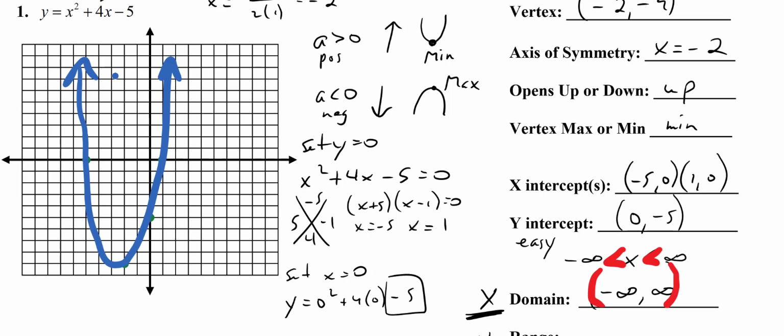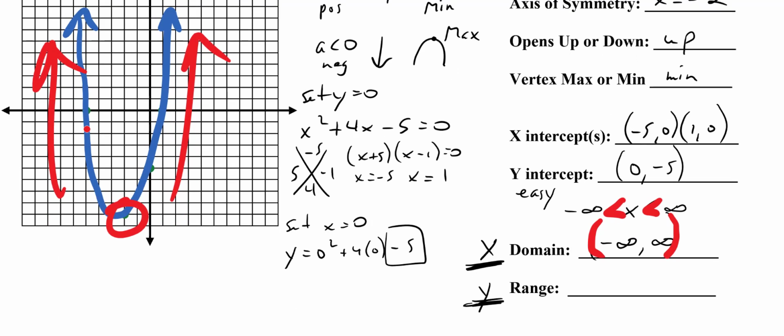Now, what are the y values? Do you guys agree that the y values go from this point right here, which we call our vertex, it's not drawn super clear, but from the vertex there, and it goes up. Okay, so that means the range is going to go from -9 to infinity.